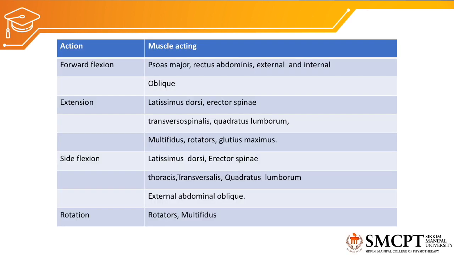Muscles that are responsible for creating forward flexion at the lumbar spine are psoas major, rectus abdominis, and external and internal oblique. Muscles that create extension are latissimus dorsi, erector spinae, transversospinalis, and quadratus lumborum. Multifidus, rotators and gluteus maximus also can create extension at the lumbar spine. Side flexion is created by latissimus dorsi, erector spinae, quadratus lumborum, etc. Rotation is created by rotators and multifidus primarily.